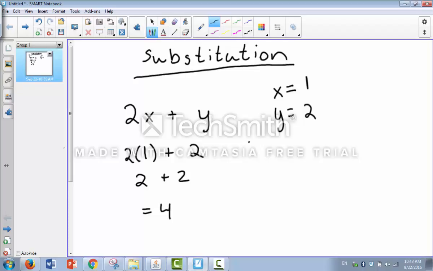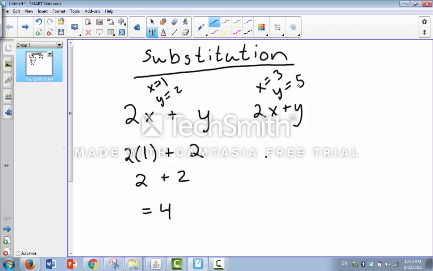Now I could have the same equation. So that was x equals 1, and y equals 2. I could have the exact same equation, but they could ask you to go x equals 3 and y equals 5. So this time, even though it's the same equation, I'm going to get a different answer because I have x equals 3 and y equals 5. 2 times 3 is 6, plus 5 is 11.